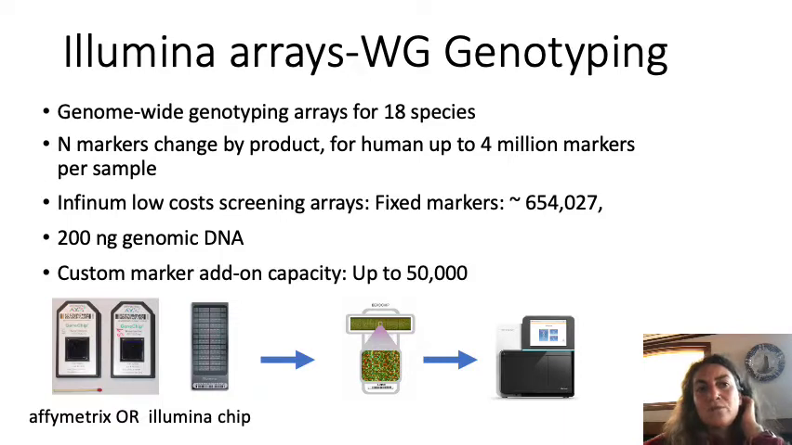As for Illumina, there are genome-wide genotyping arrays for 18 species at the moment. The number of markers on each array changes by product. For human, up to 4 million markers per sample are possible now. Then there is an Infinium low-cost screening array, which, for example, includes 600,000 markers. You can start from 200 nanograms of genomic DNA. You can also add custom marker panels, with an add-on capacity of up to 50K markers.